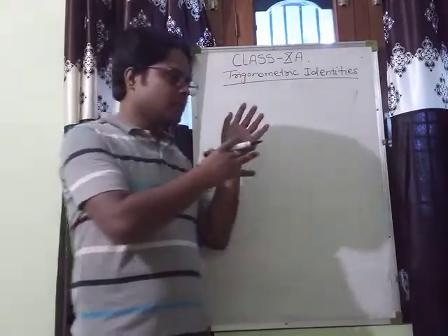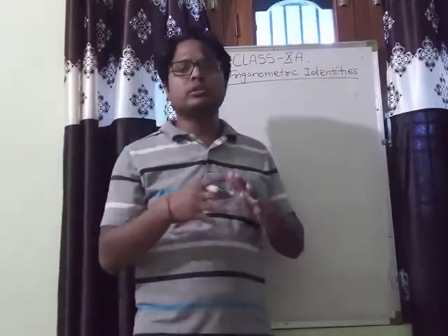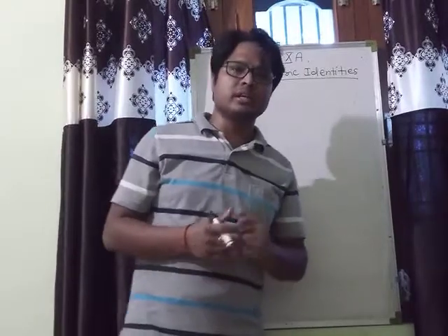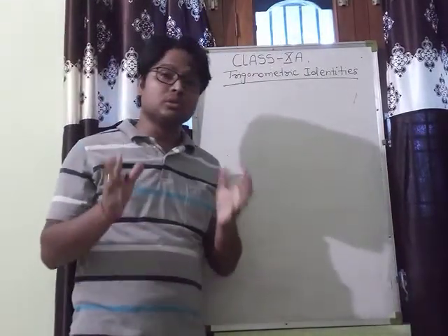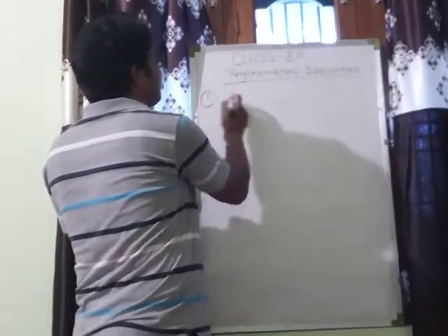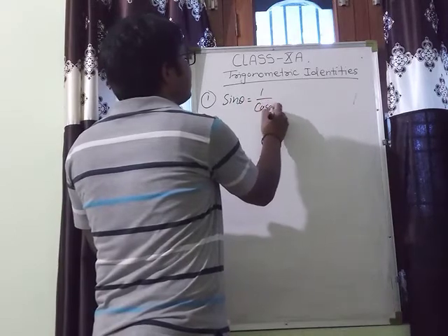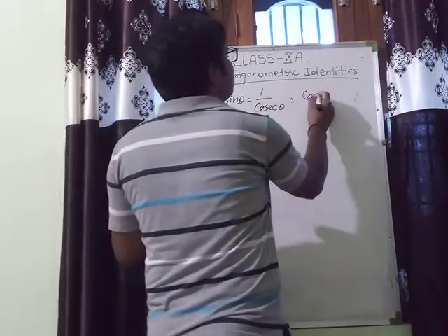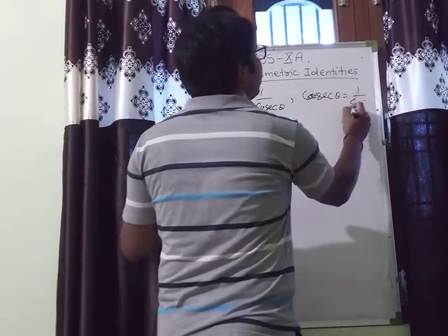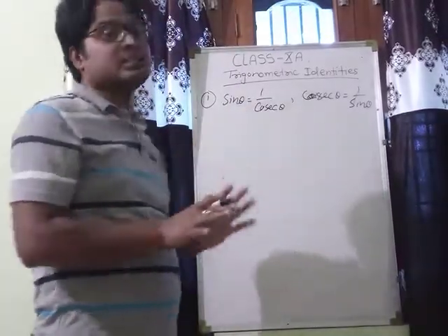So last time I derived many identities related to trigonometry. I am going to write those identities again and advise you to learn them because they are very important for you. The first one: sin theta is equal to 1 by cosec theta, or cosec theta is equal to 1 by sin theta. We have already proved these identities.